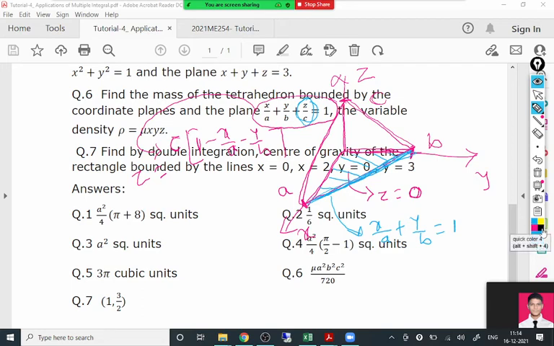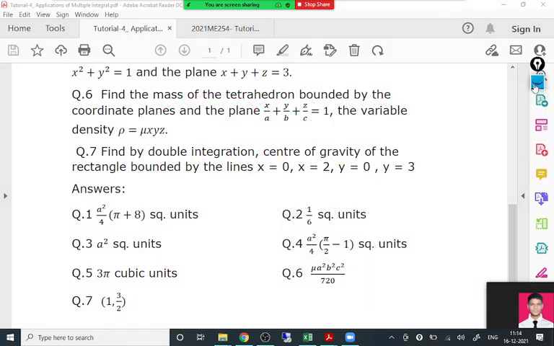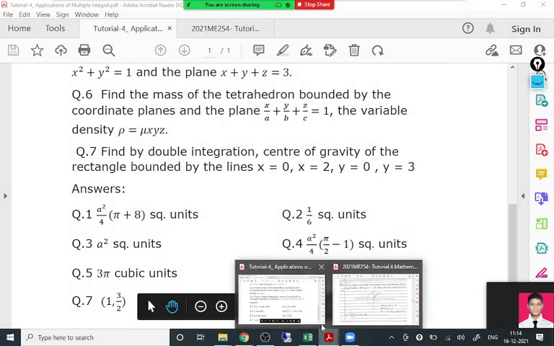If you want to integrate with y first, the position of the strip should be parallel to the y-axis. This is the y-axis here. So the strip we draw like this. The lower end touches y equal to 0, and the upper end touches y equal to the value from this equation. You get y as b into 1 minus x upon a, and the limit of x is 0 to a. So this is the way you have to approach the problem. The important part is getting the limits.